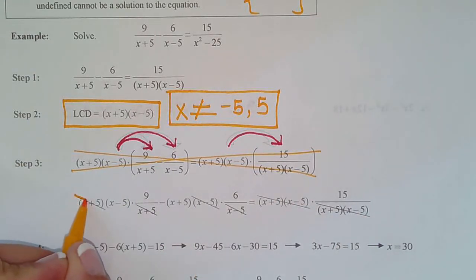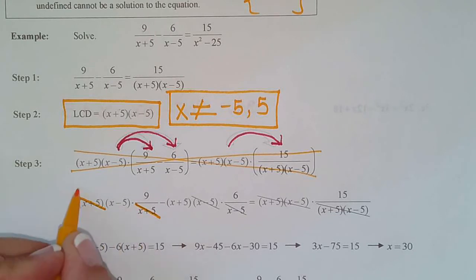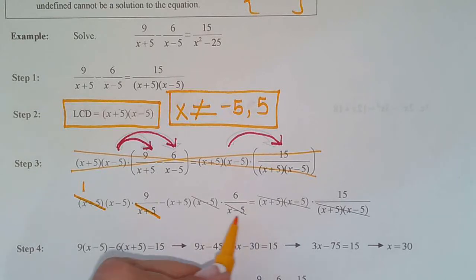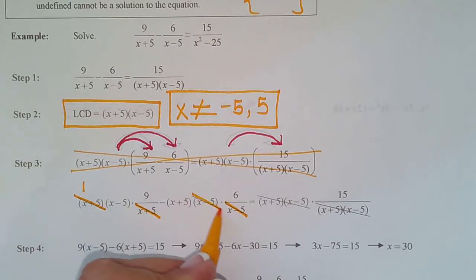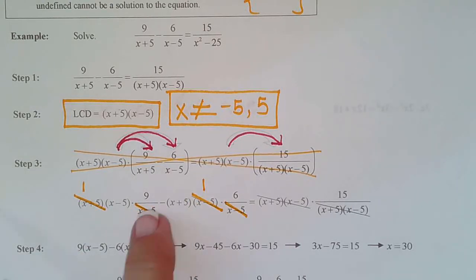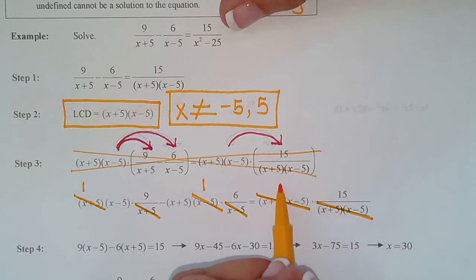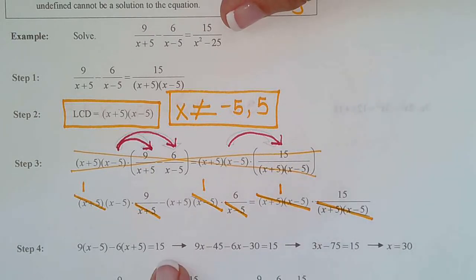So you can see the x plus 5's cancel here. We get 1, so we're left with 9 times x minus 5. On the second term, the x minus 5's cancel, so we're left with minus 6 times x plus 5. And on the third term, on this side, everything cancels. Woohoo! So all we have left is 15.